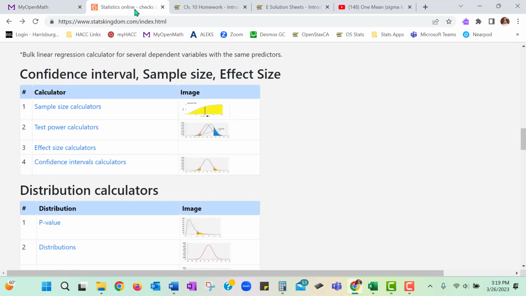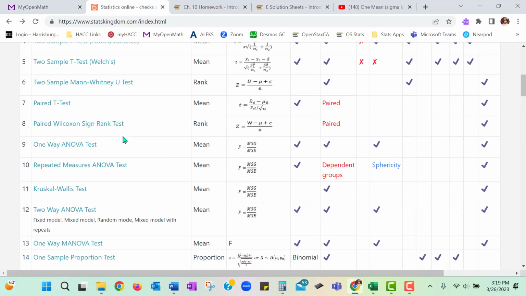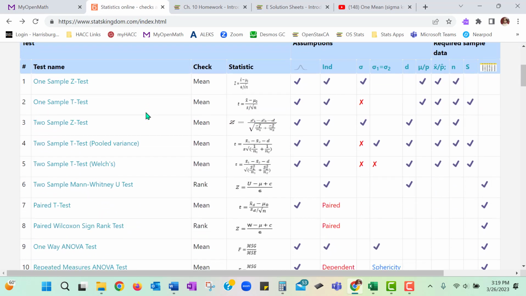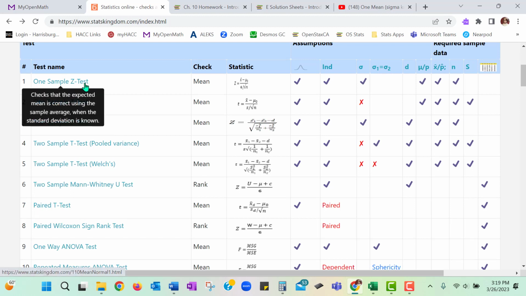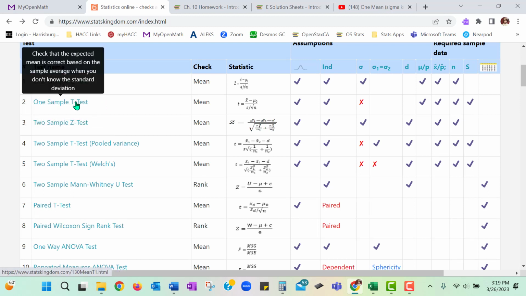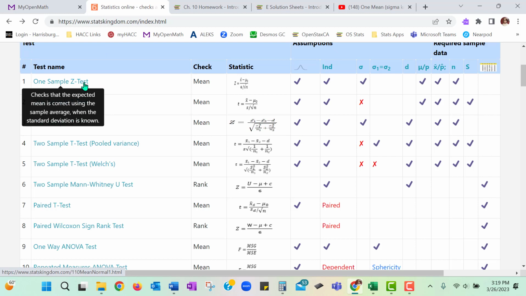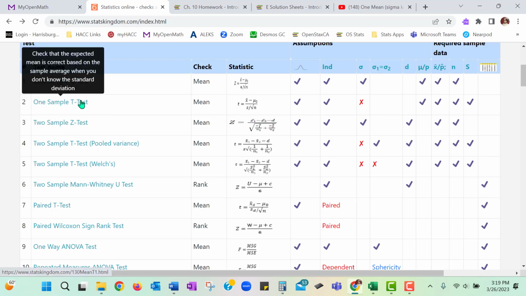So if I go ahead and look at StatsKingdom, and if you go to StatsKingdom.com, we have a bunch of tests here, but we're looking at just one sample, and we have to decide, do we want the Z test or do we want the T test? And it's really nice. It actually tells you, if you mouse over it, what the conditions are to use these different tests.